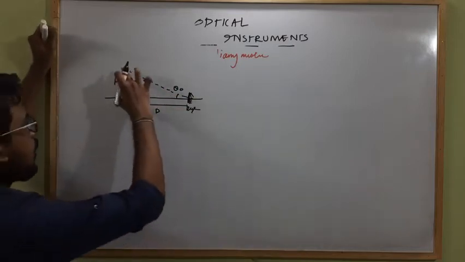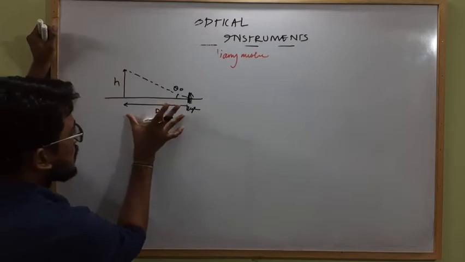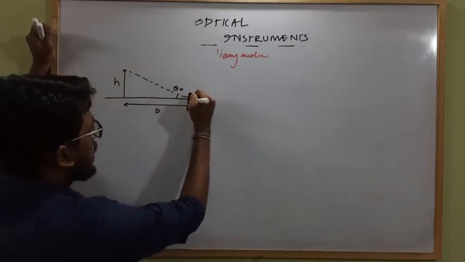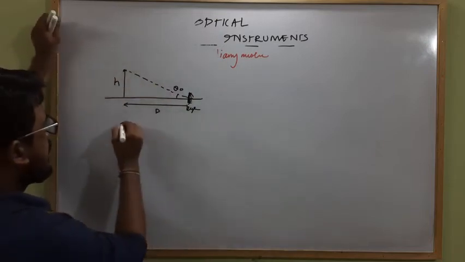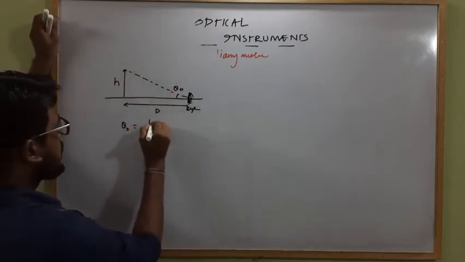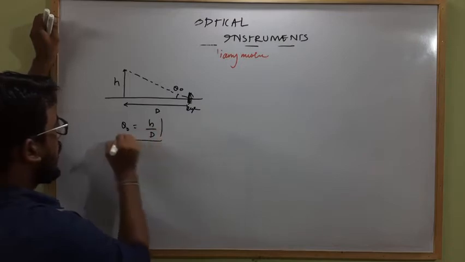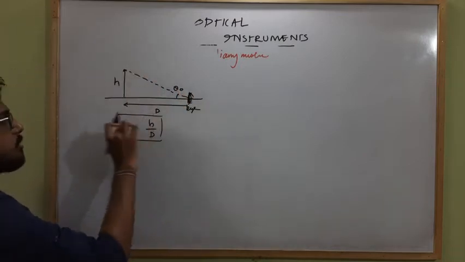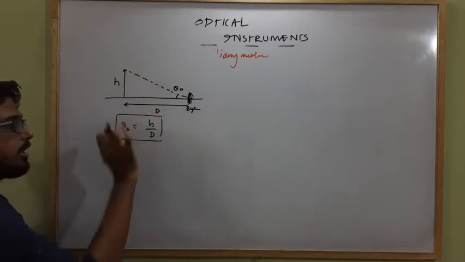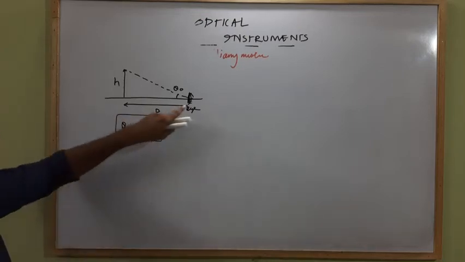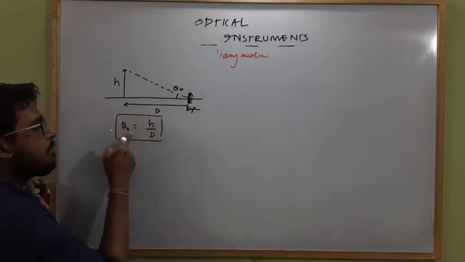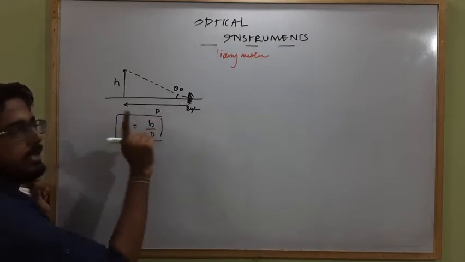Clear? So when an object is placed at the least distance of distinct vision, it makes an angle theta naught at the eye. This theta naught angle can be written as how much? h by d. Because the angle theta naught is very small, tan theta naught equals theta naught, which will be h by d, the height of the object divided by the distance from the eye. So this is the normal angle of view for a naked eye.